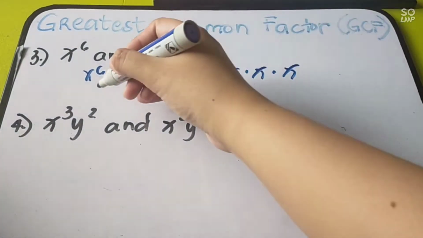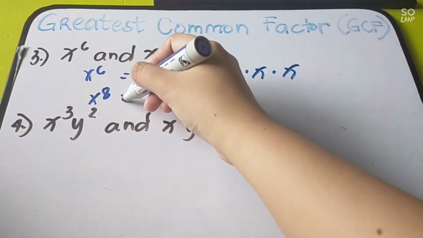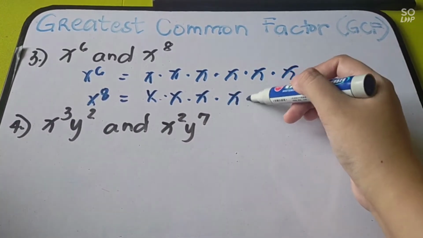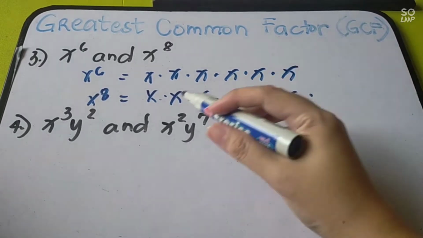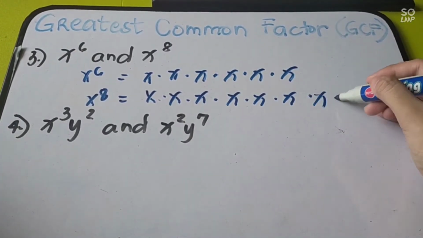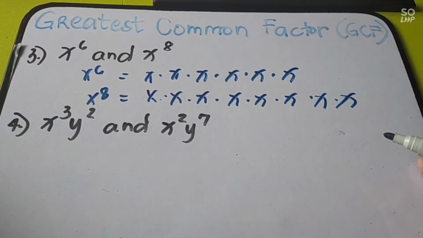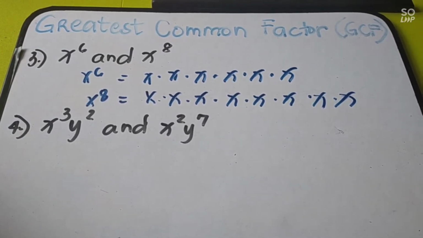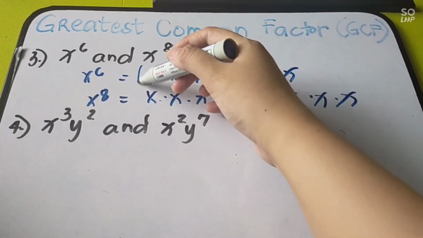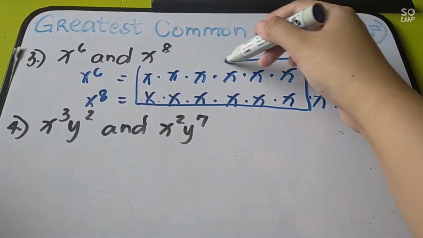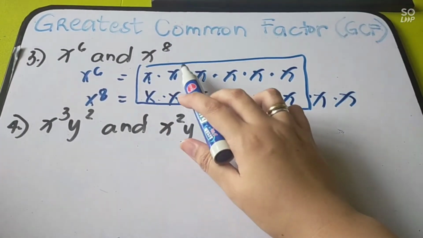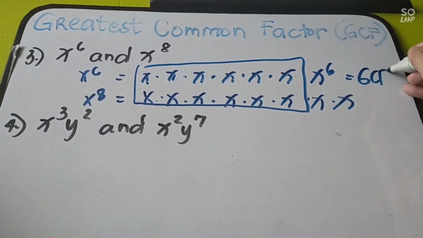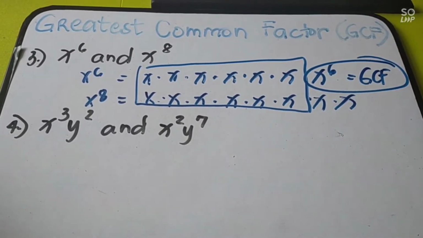Next tayo, let us have x raised to 8. So, for the x raised to 8, we have x times x times x times x times x times x times x times x. 1, 2, 3, 4, 5, 6, 7, then 8. Alright? So, that is it. So, for us to find for the GCF of x raised to 6 and x raised to 8, yung parehas. So, ang pinakapareho niya ay ito. So, bilangin mo lang siya. So, we have 1, 2, 3, 4, 5, 6. X raised to 6. This is your GCF. So, yun lang. So, that is it.